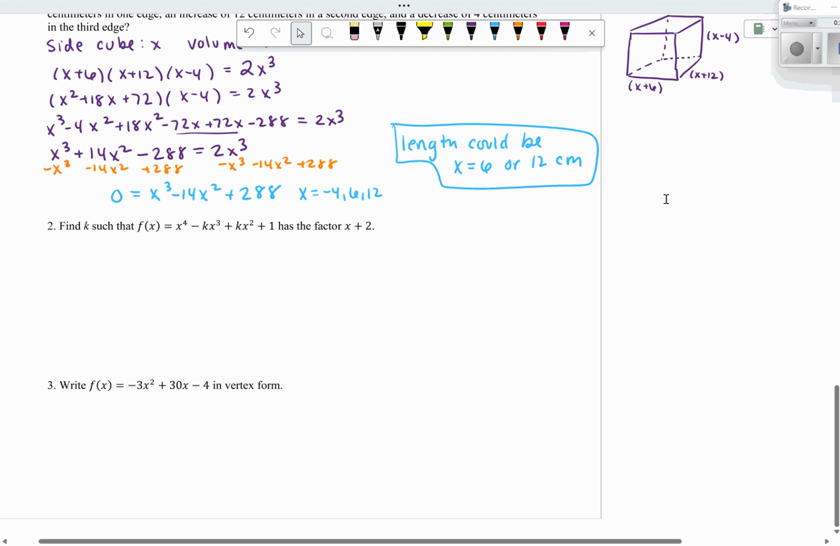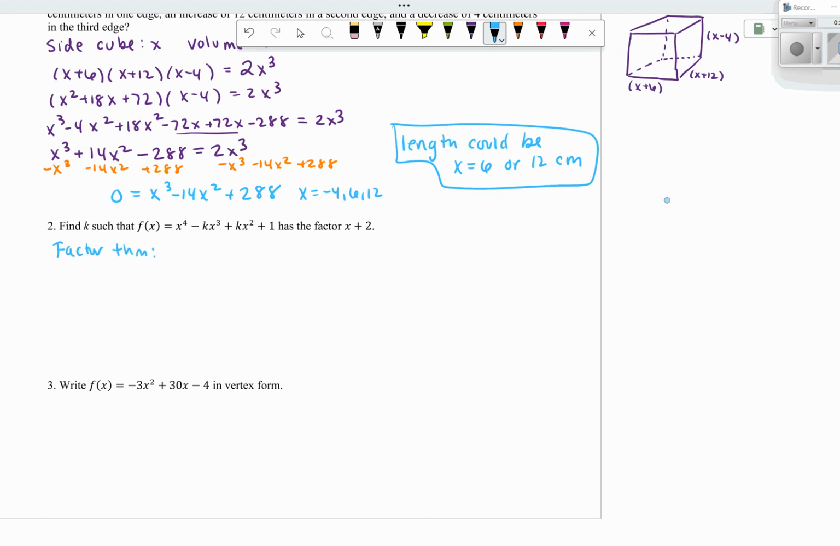All right, the next one says find k such that f of x equals all of this and has a factor of x plus 2. So we know that the factor theorem states that if x plus 2 is a factor, then f of -2 equals 0. So that's one way I can solve this. I can also solve this by using synthetic division. So let's go ahead and use the 0 as a factor.